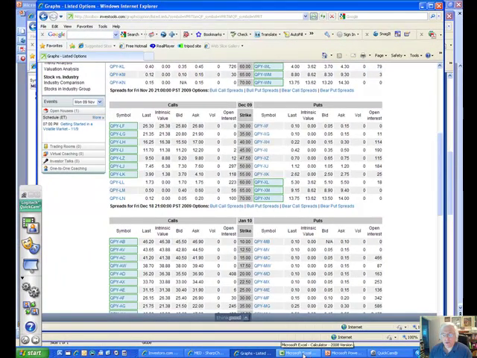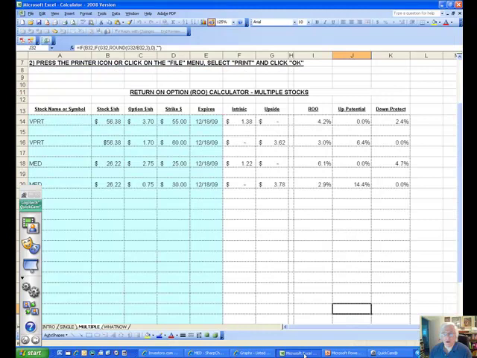So the next thing we do once we get this information from the options chain is we go to the calculator. And the calculator has a blue area and a white area. You could see I've already put in the information so we don't waste your time. Let me just review this information with you. For VPRT, the one we just looked up, we knew the stock price was $56.38.